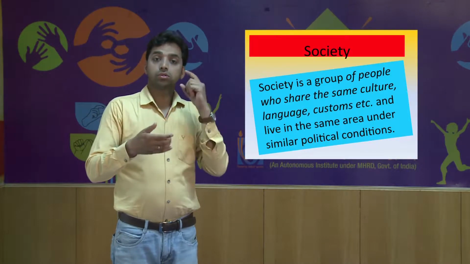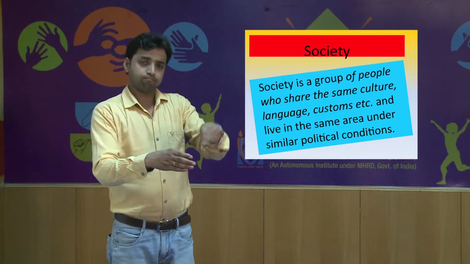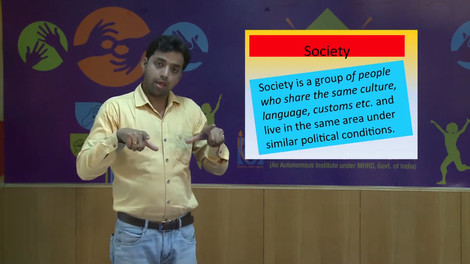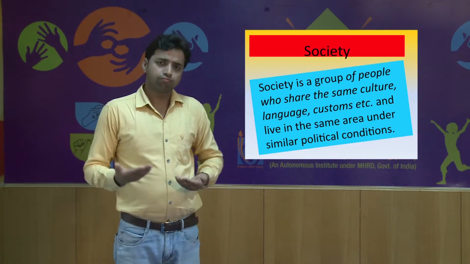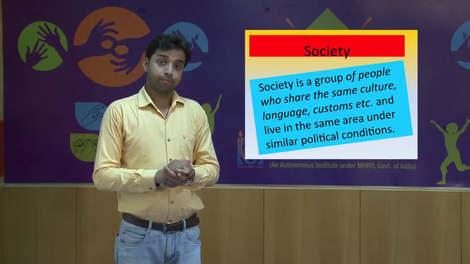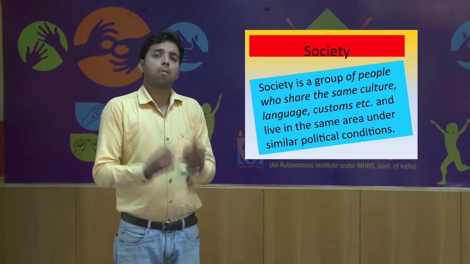Let us first try to understand the meaning of the term society. A society is a group of people who share the same culture, language, customs, etc. and live in the same area under similar political conditions.